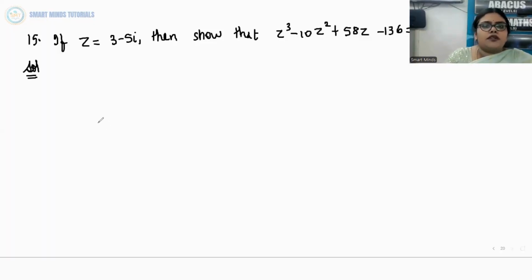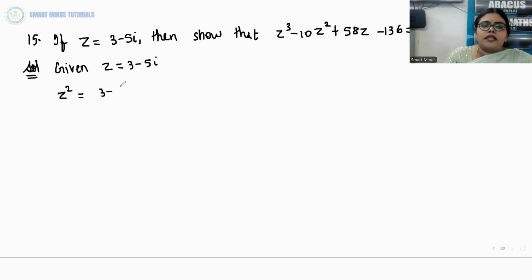Take the next question. It is from complex numbers. If z = 3 − 5i, then show that z³ − 10z² + 58z − 136 = 0. So first let us write what is given to us. Given z = 3 − 5i. First we will find z².